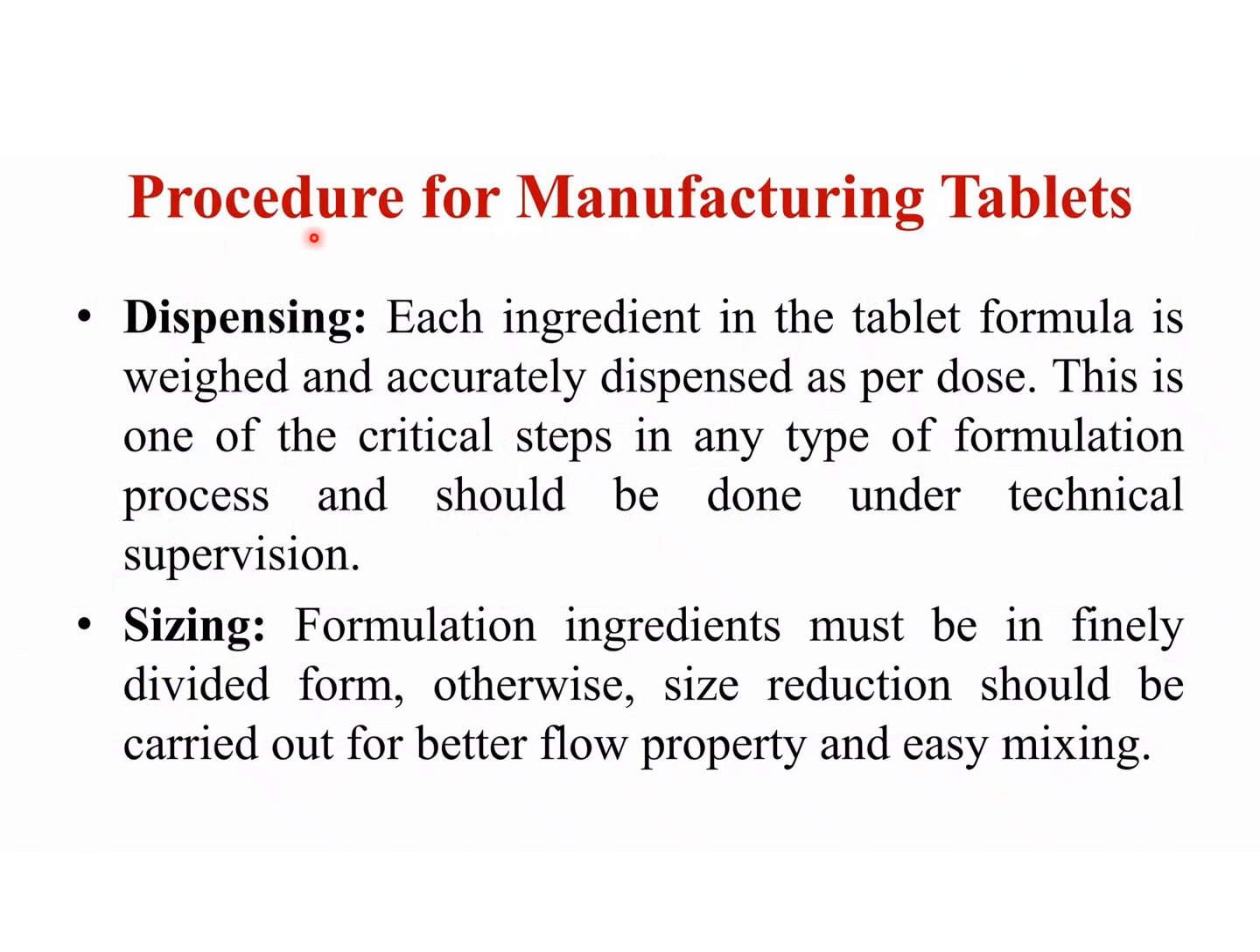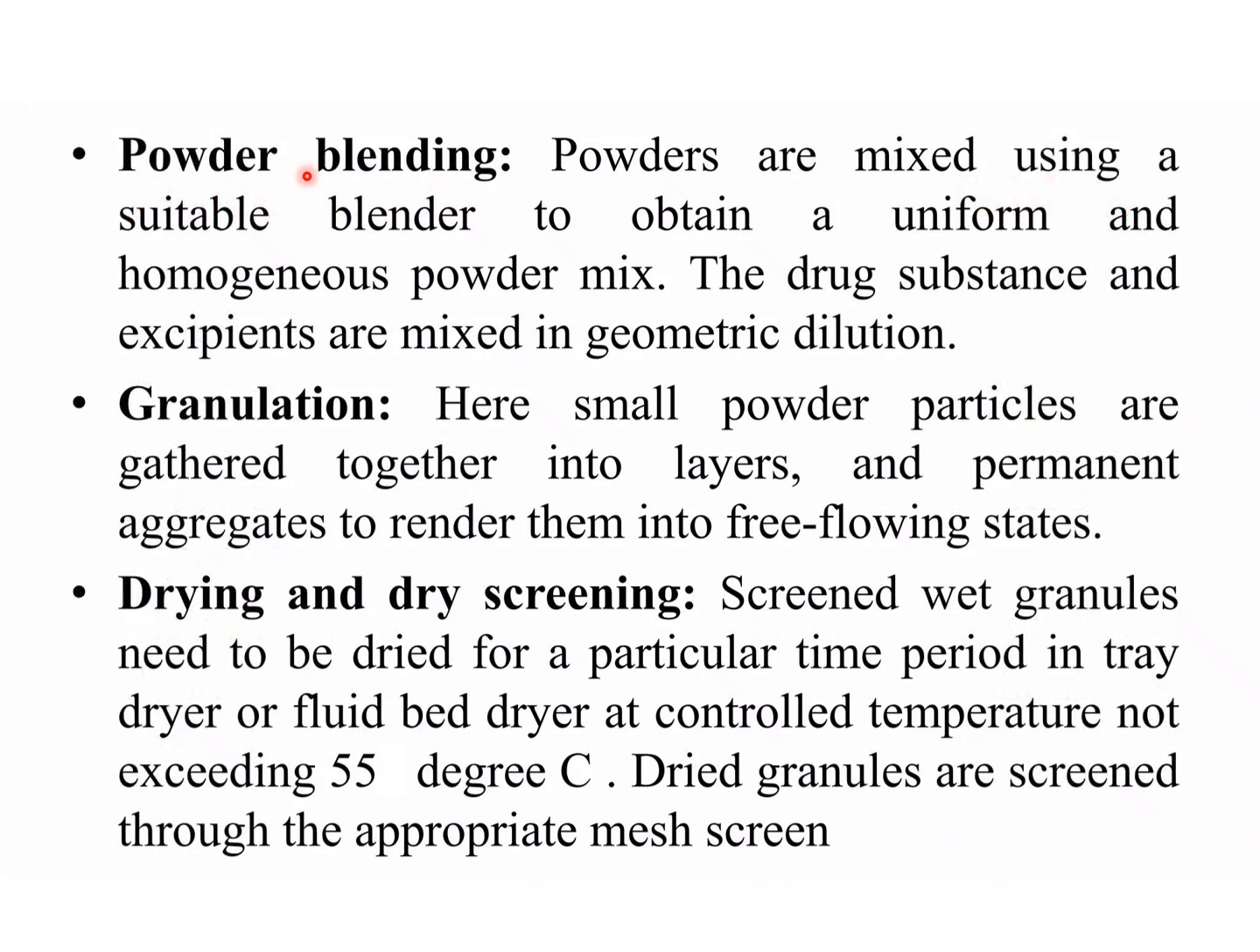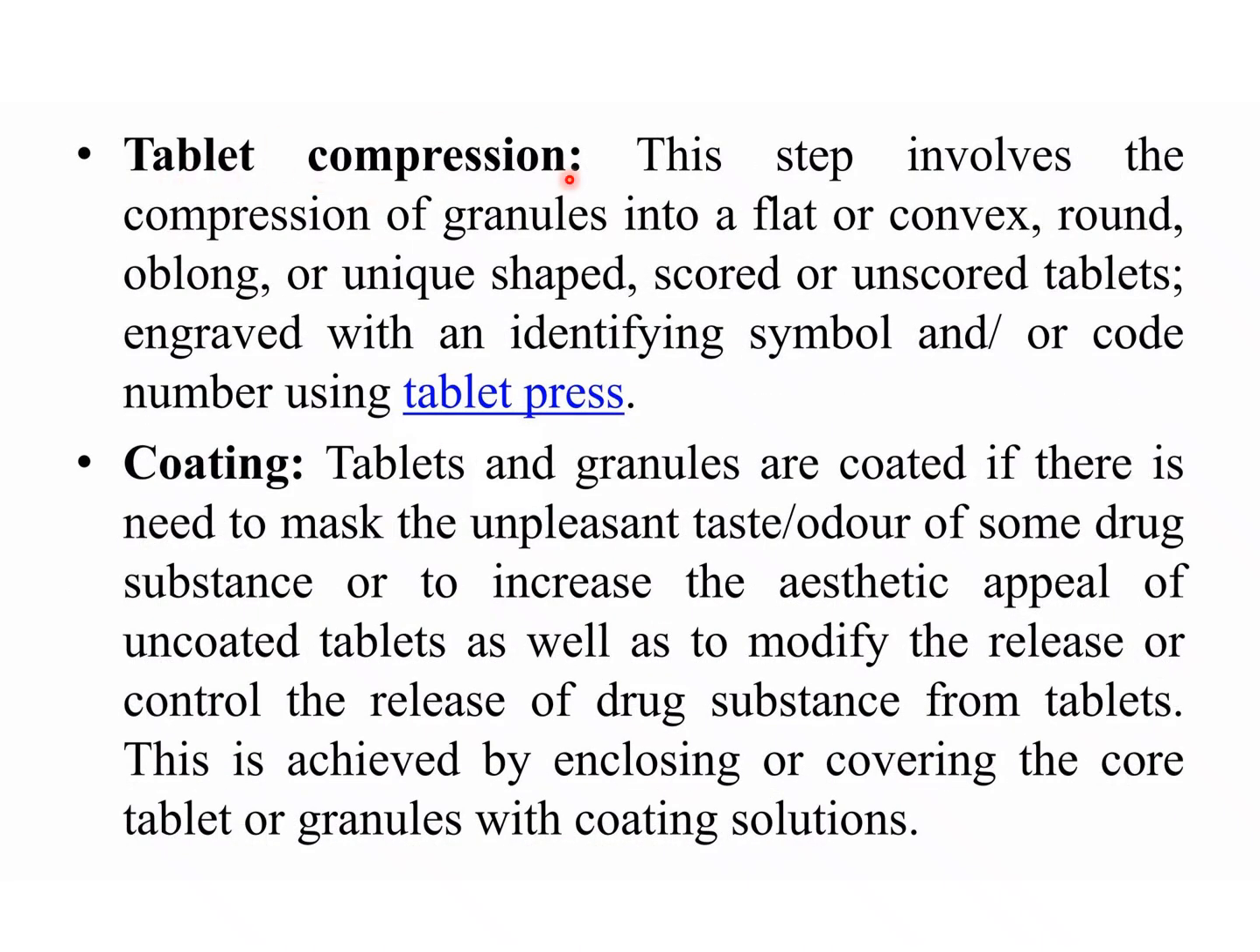So we have already discussed different procedures for manufacturing of tablets. First of all, dispensing. This is the measurement of API and excipients. Then sizing. Sizing is also called milling. After that, we do powder blending. This is the mixing using different blenders. Then granulation is done. After granulation, we conduct drying and dry screening. After that, tablet compression is performed. Finally, we undergo coating.